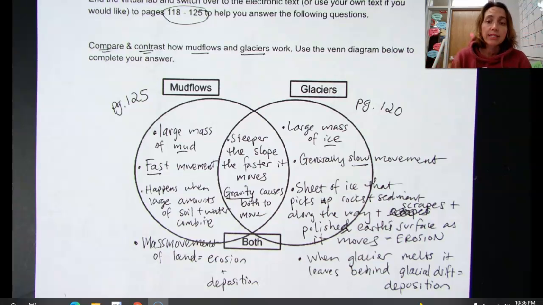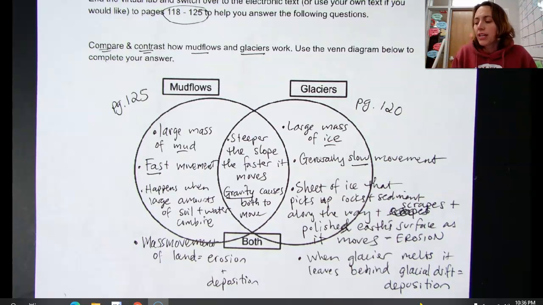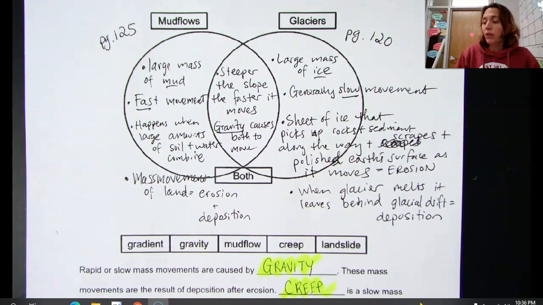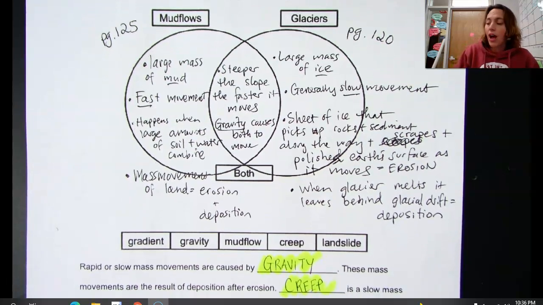So that's one of the great things about graphic organizers, is they can help us organize our thoughts and compare and contrast, which is important for synthesizing information and having higher order thinking. Okay, so I hope that helped. And then we are going to move down and check our answers for the bottom part of this page, which should look familiar because it came from Blast from the Past. All right, so you guys will have a couple questions about mud flows and glaciers on the test.